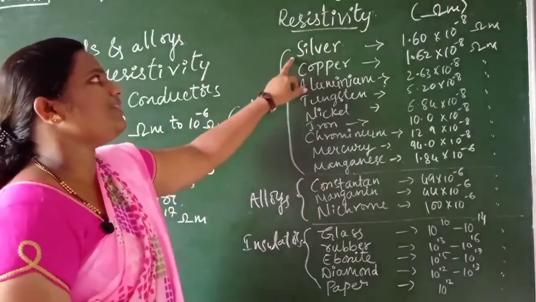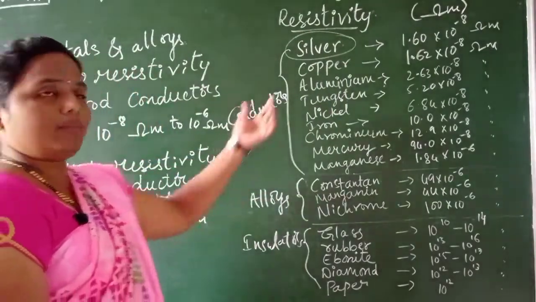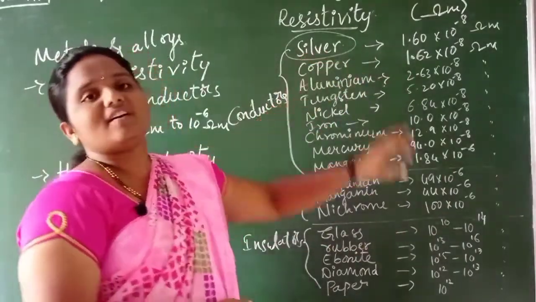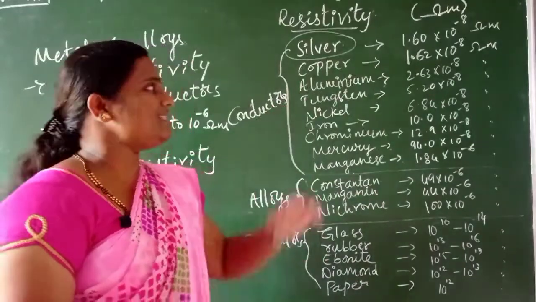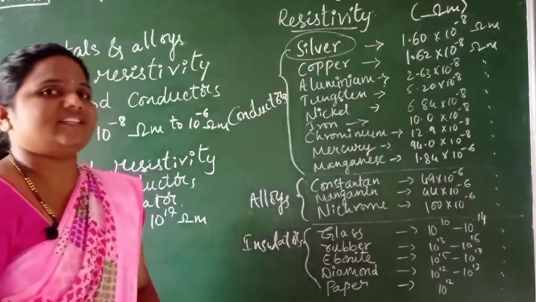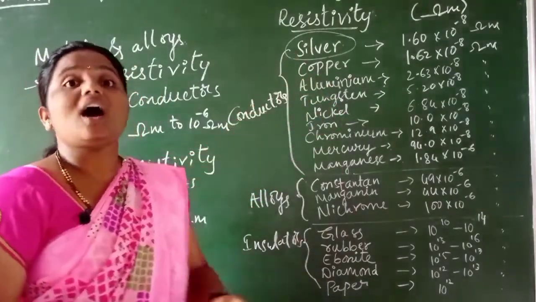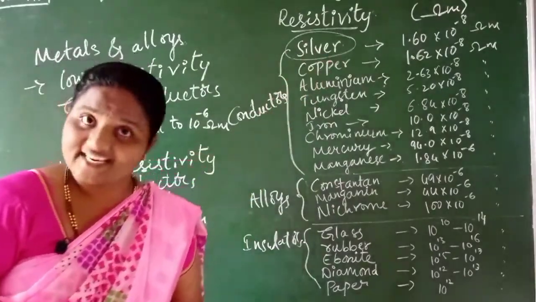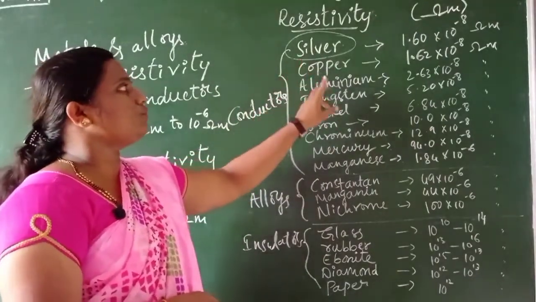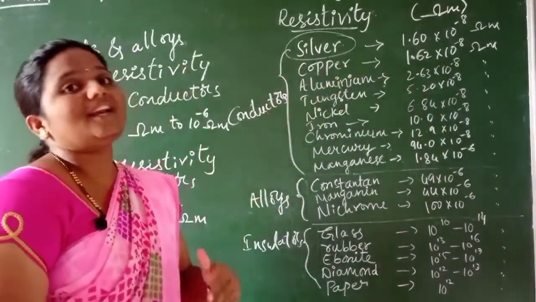And here you will get one doubt, children. Silver has lower resistivity than copper, isn't it, children? But we are not going to use that, because silver is a very costly material. It's a costly metal when compared to copper and aluminium. Because of this reason, we use copper and aluminium. Actually, children, silver is a very good conductor, we can say, but due to its price, it's costlier. Comparatively, these two metals are less in cost.